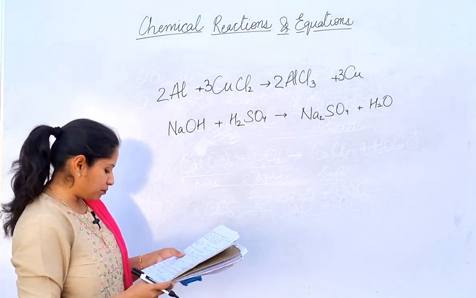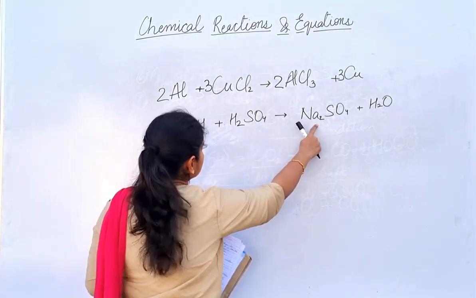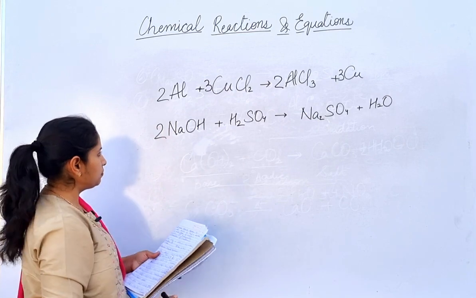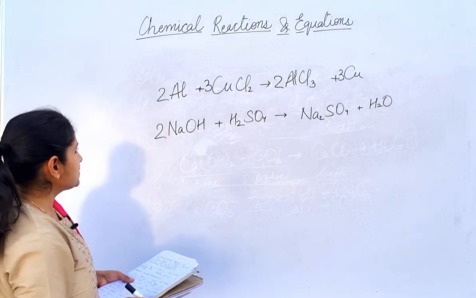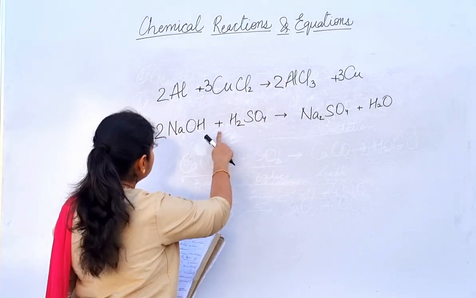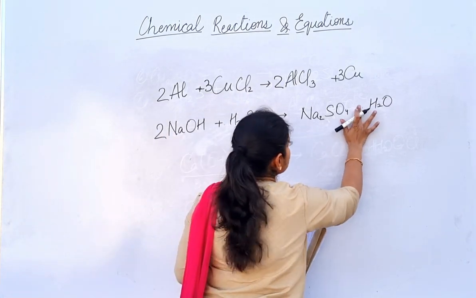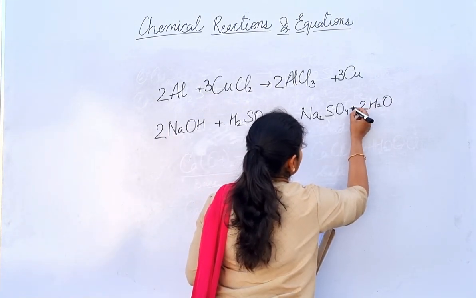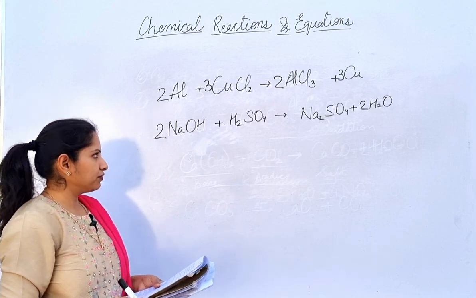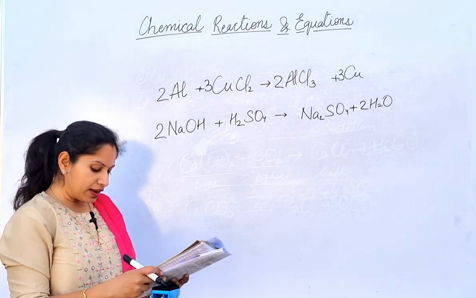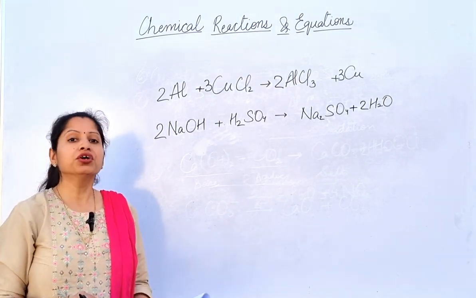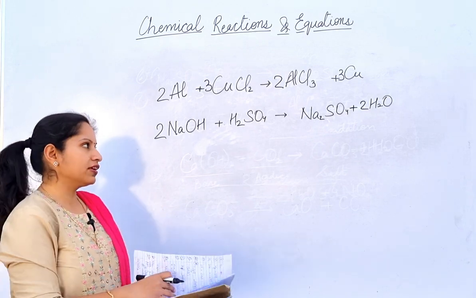Okay, so this is an example of a neutralization reaction. Here 2 sodium atoms are there, so you have to multiply it here also by 2. Now let's see the number of hydrogen atoms. 2 plus 2, 4 are there. So I have to take 2 water molecules so that 4 hydrogen atoms are there. That's it. Okay, so this is a balanced equation and this is an example of a neutralization reaction.